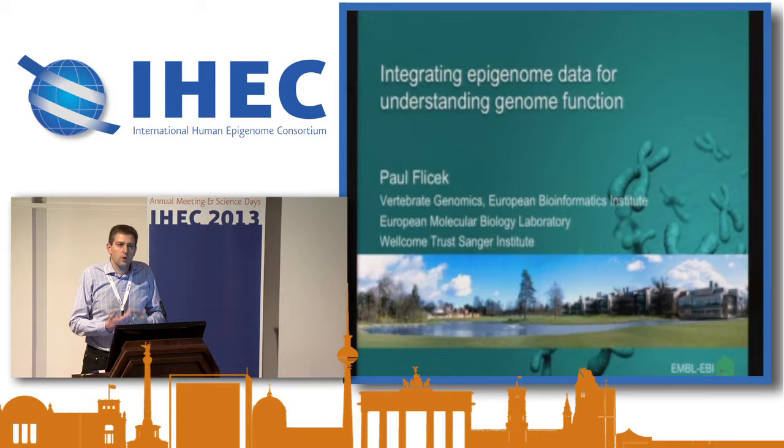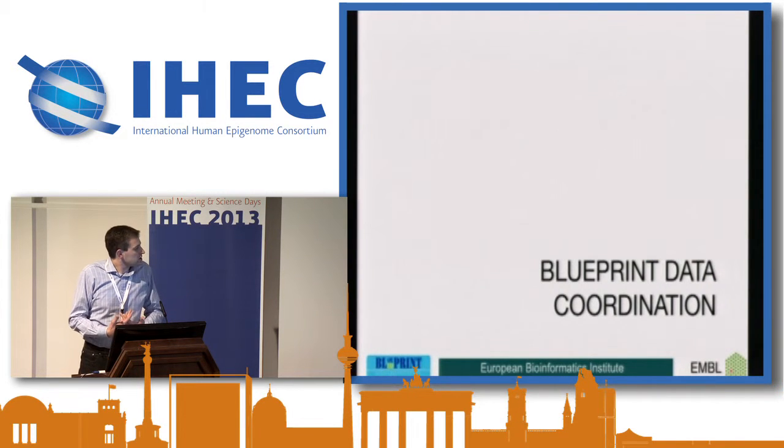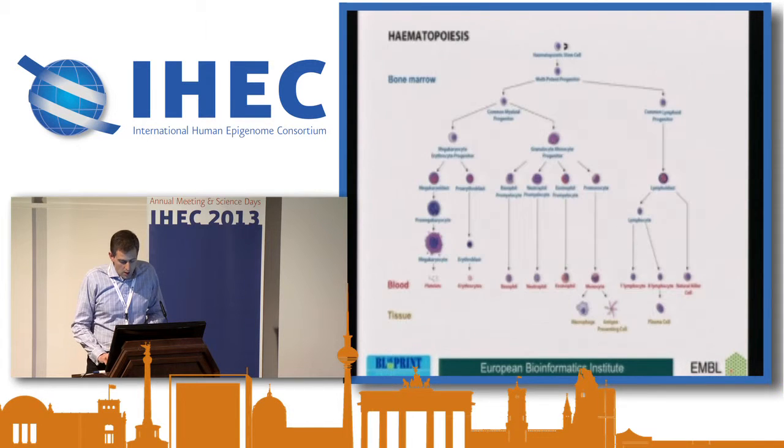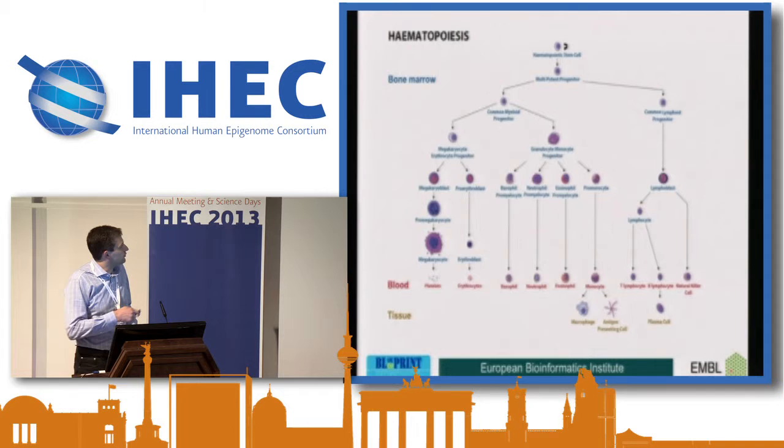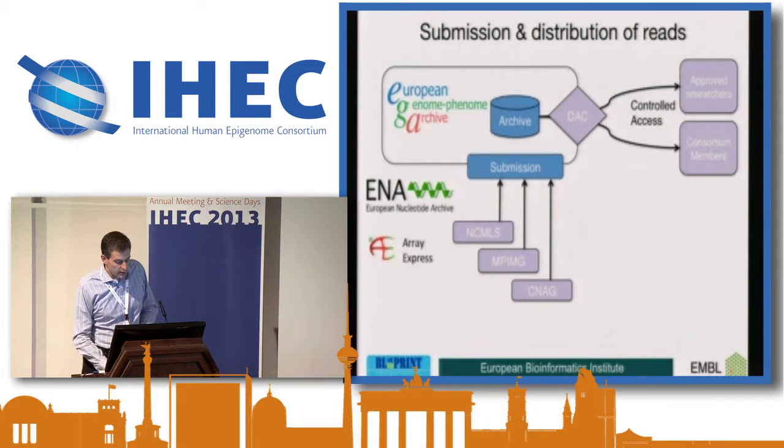But I hope what I talk about is a useful example and has useful information about how this works at scale. So I'm going to start talking about Blueprint data coordination. To remind everyone, Blueprint is collecting data on blood cells, on the epigenome of blood, and how it differentiates. So once data is generated, and fortunately I don't have to discuss any of those details, once data is generated from a sample somewhere in this cascade, we bring it into the EBI from the data generation group.